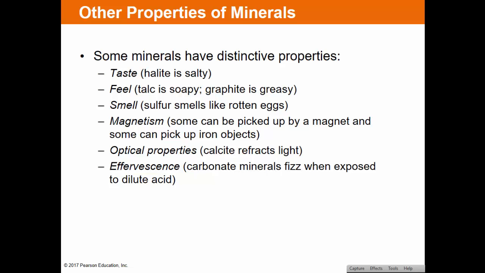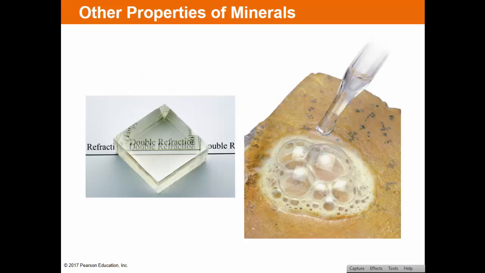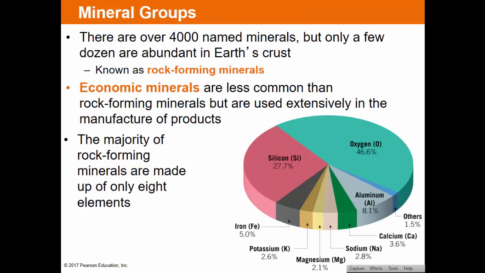Some minerals have optical properties, and some minerals like carbonate, or calcium carbonate, actually fizz in weak acid solution. So if you have a rock and you're trying to figure out what it is, you can put a weak solution of acid on it, and if it fizzes, then you'll know it's a carbonate mineral. And there's your refraction going on and your fizzing happening as well.